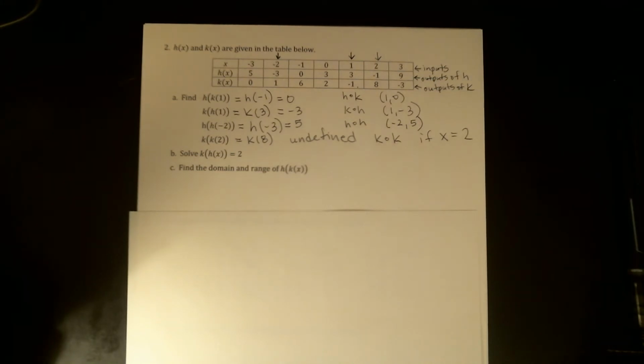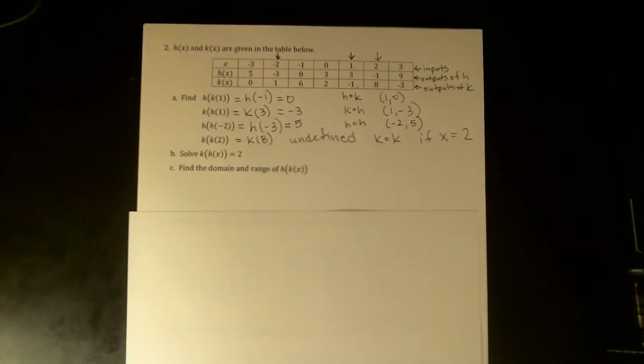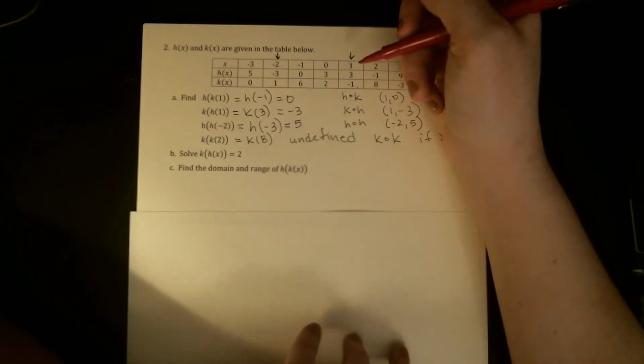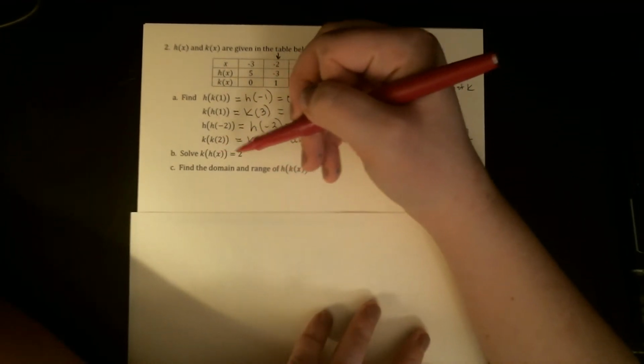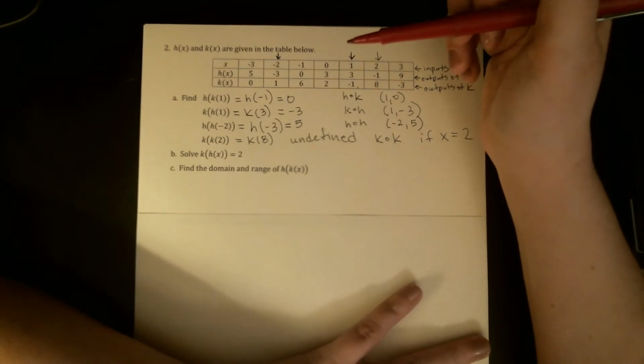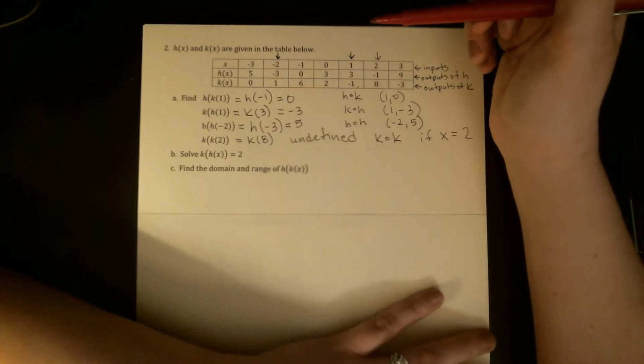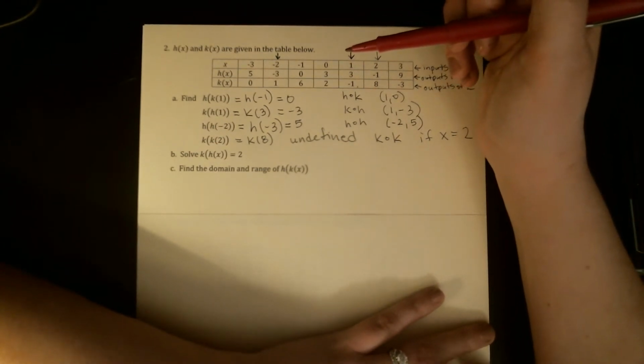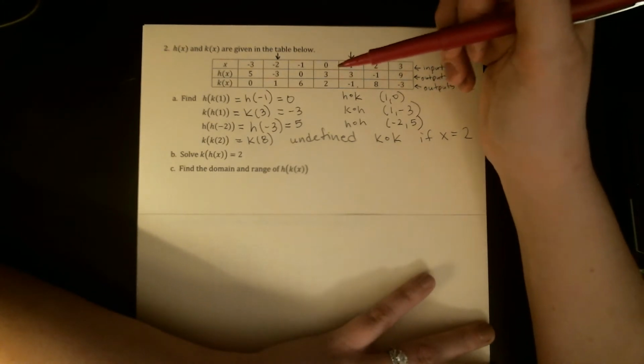Okay, let's see. Part B is asking us to do a solve. So let's see if I can find a different color here that works. I think this one's good. K of h of x equals 2. These I think are especially puzzly. And if you want to pause and think about this for a second, see if you can figure it out, I think that's a great thing for you to try.